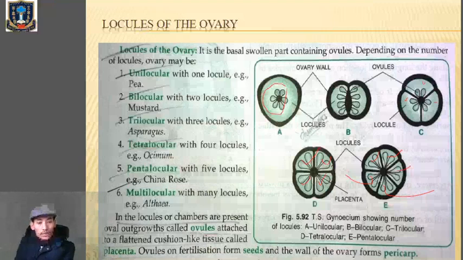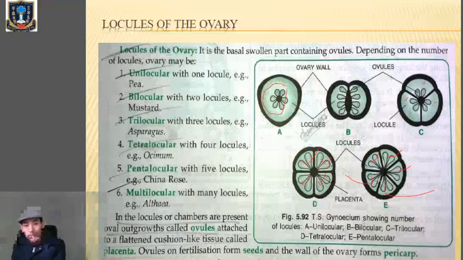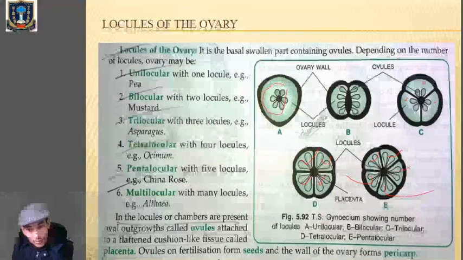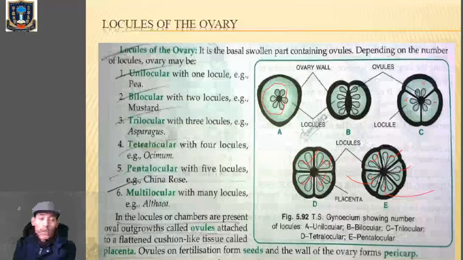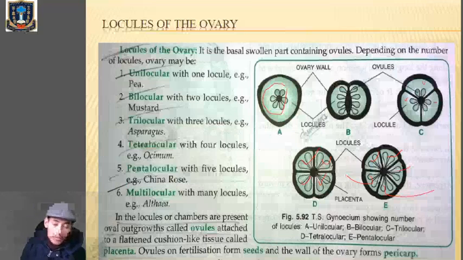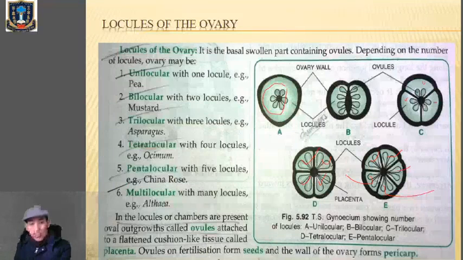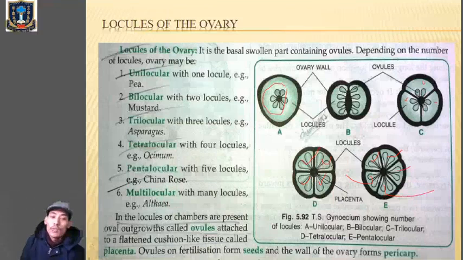Okay, so in the locules or chambers are present the oval outgrowths called the ovules. So within the locules we will find the ovules, which are attached to the placenta. Alright, and on fertilization, ovules will form the seed, and the ovary will change into the fruit or the pericarp. Clear? So remember what the locule of the ovary is and what the different types of ovary are depending on the presence of the locules. So we have got unilocular, presence of 1 locule, bilocular means presence of 2 locules, trilocular means presence of 3 locules, tetralocular means presence of 4 locules, pentalocular means presence of 5 locules, and when we have multiple locules, it is called multilocular.